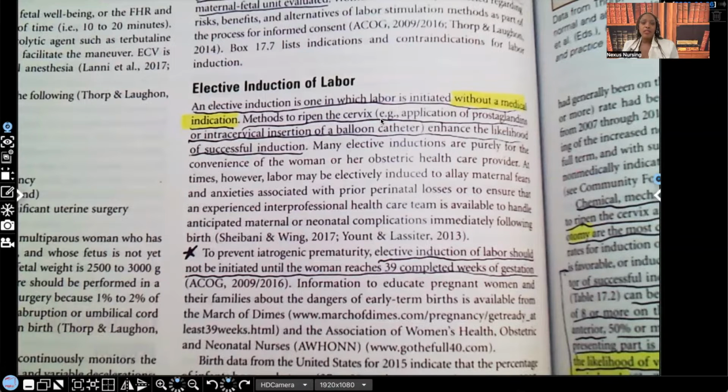On this video, I'm going to be covering elective induction of labor. I'm also going to be covering the medications and the adverse effects and nursing interventions regarding those medications for inducing labor.